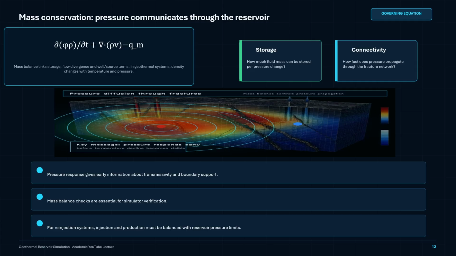This equation explains why pressure is such an important signal. When we inject, pressure changes propagate through the reservoir. When we produce, pressure declines. By matching pressure data, we can infer storage capacity, permeability connectivity, and boundary support.